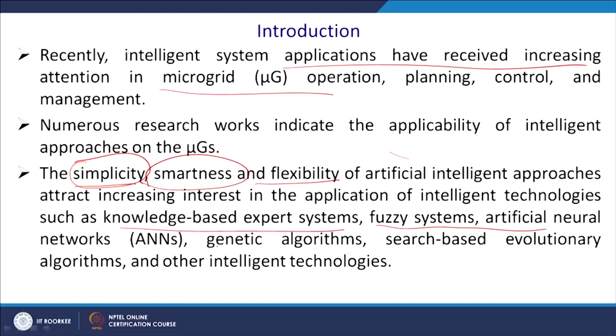Then you may have heuristic systems of optimization. These are different search algorithms, such as genetic algorithm, particle swarm optimization and ant colony, you know better than me perhaps, search based evolutionary algorithms and other intelligent technologies that can find applications in microgrids, and a huge number of papers have been devoted to it.